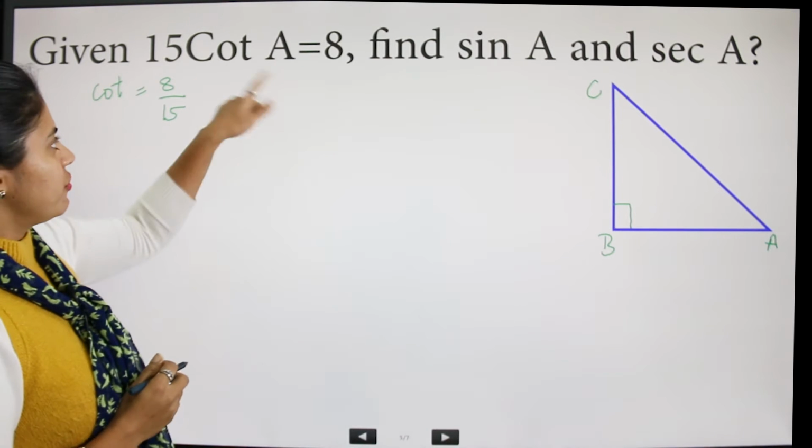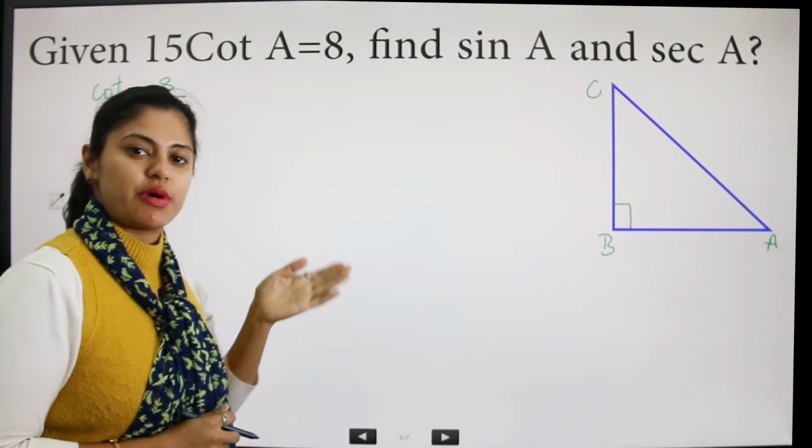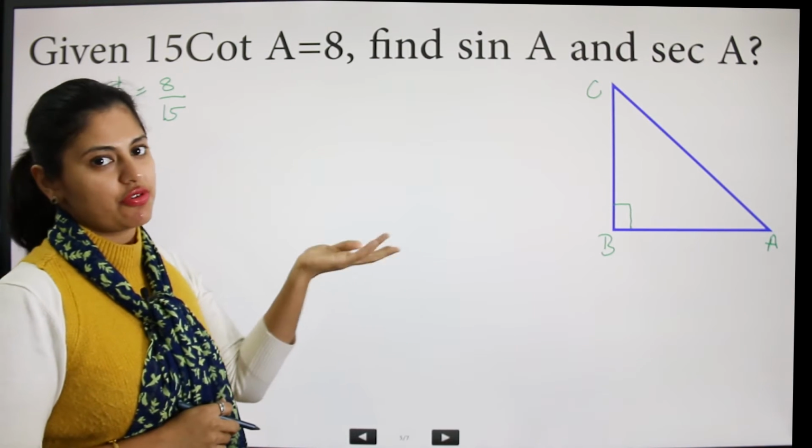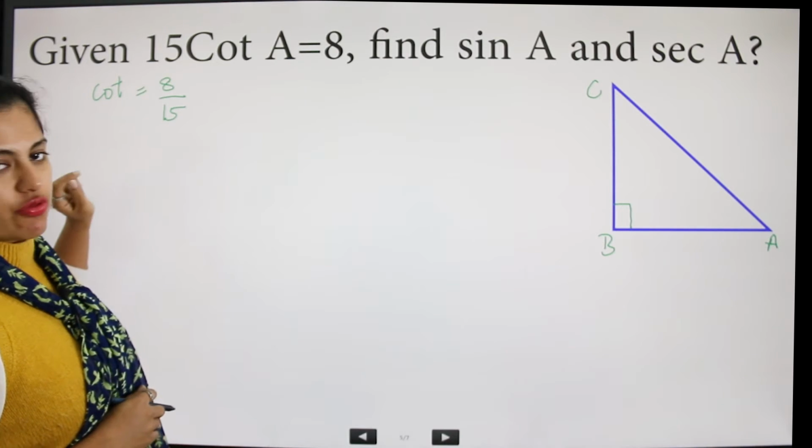Why have I taken 15 to this side? Because this 15 is multiplied with cot. When something is multiplied and taken to the other side of the equal sign, it becomes divide. So cot A will be equal to 8 over 15.